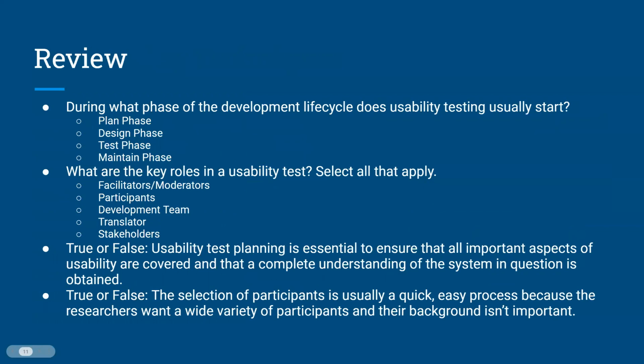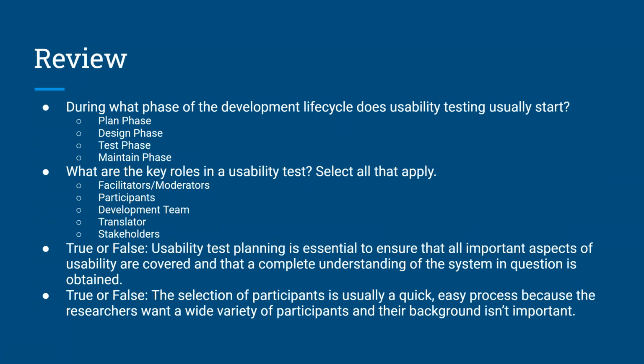All right, so for a brief review of the things discussed, here are a few different questions. During what phase of the development lifecycle does usability testing usually start? Plan phase, design phase, test phase, or maintain phase? And we'll cover the answers in the next slide. What are the key roles in a usability test? Select all that apply. The facilitators/moderators, participants, development team, translator, stakeholders.